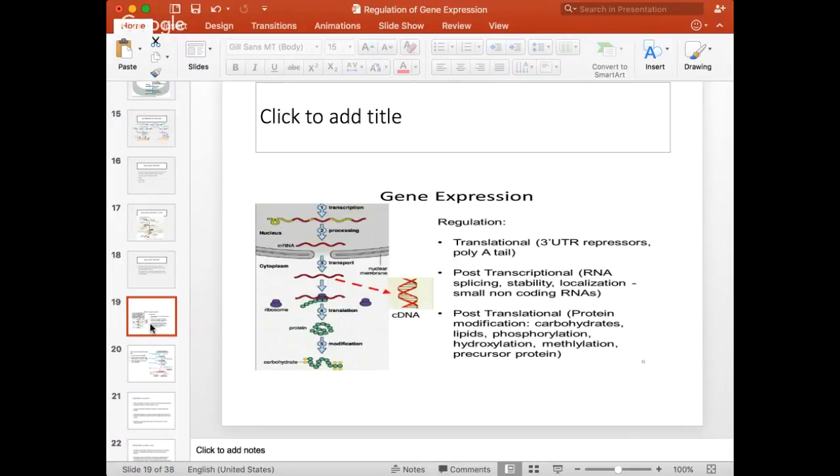Okay, we're doing gene expression. So it's translational and post-transcription: splicing, stability, localization, and small non-coding RNAs. Post-translational: protein modification, carbohydrates, lipids, phosphorylation, hydrolyzation, methylation, and pressure protein.